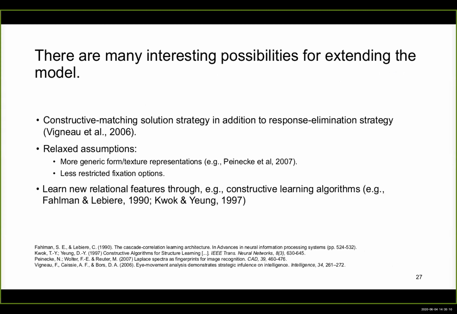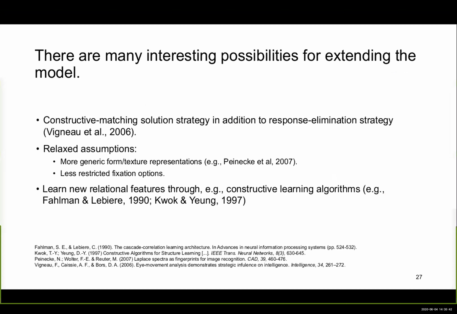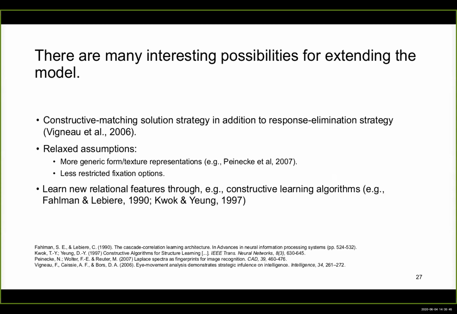There are various possible extensions to this model. One possible extension is a constructive matching solution strategy. So our current strategy involves just eliminating alternatives, essentially, by constructing these alternative sequence representations and comparing them to the rows and columns. But we could also create a sort of idealized, you know, this is what the answer should look like type of representation, and use that to select the alternatives, much in the same way using similarity-based reasoning, but similarity-based reasoning on the alternatives instead of alternative rows and columns.